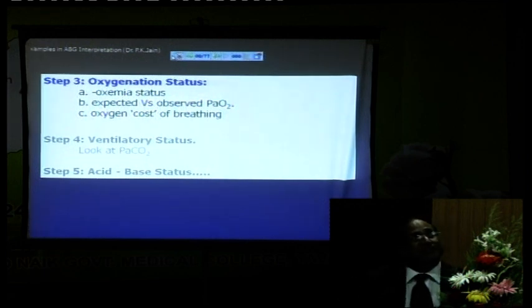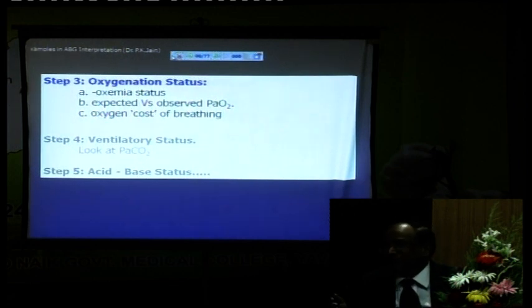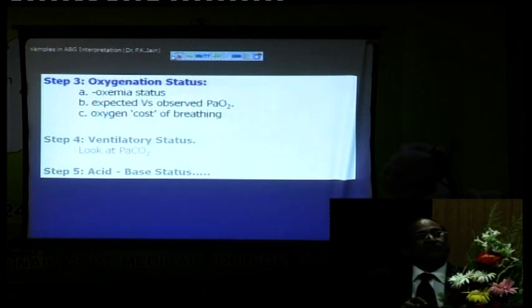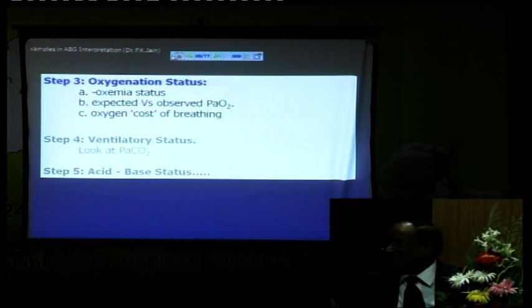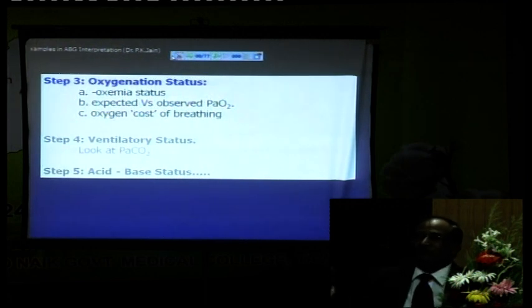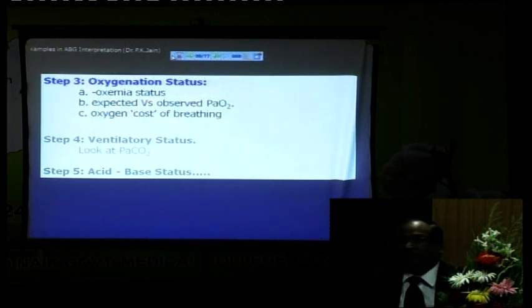So oxemic status means absolute value in blood. If it's 60 to 100, you know that he's in a safe range. Then we think about what we expected and what we are observing. Now having got say 70 PO2, it matters to me whether it's on room air or 100% oxygen, because it cannot be the same. So then I start looking at what is expected, what is not expected.